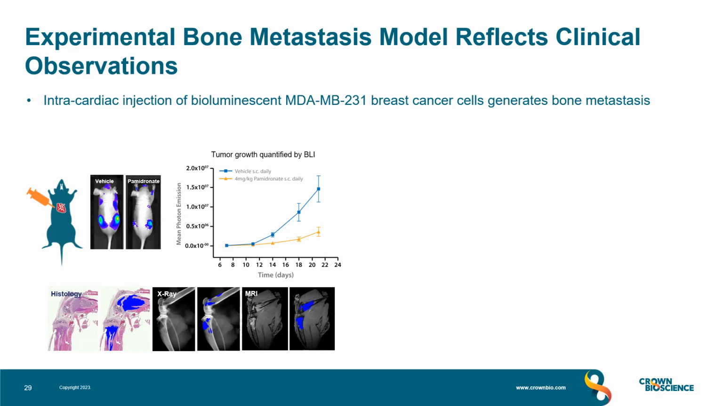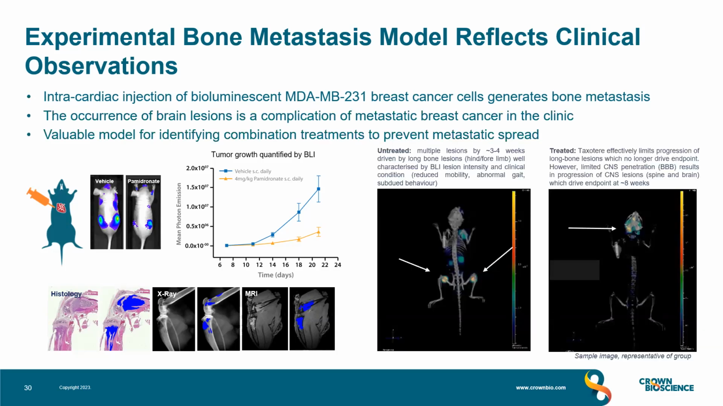The lytic lesions can be quite aggressive, and you can quantify those as well by X-ray or by MRI. And then the standard of care for bone metastasis, which is pamidronate, can also be used in these models quite nicely to show significant reduction in those lytic lesions. The untreated mice is shown here on the left, and I'll just play the video for you.